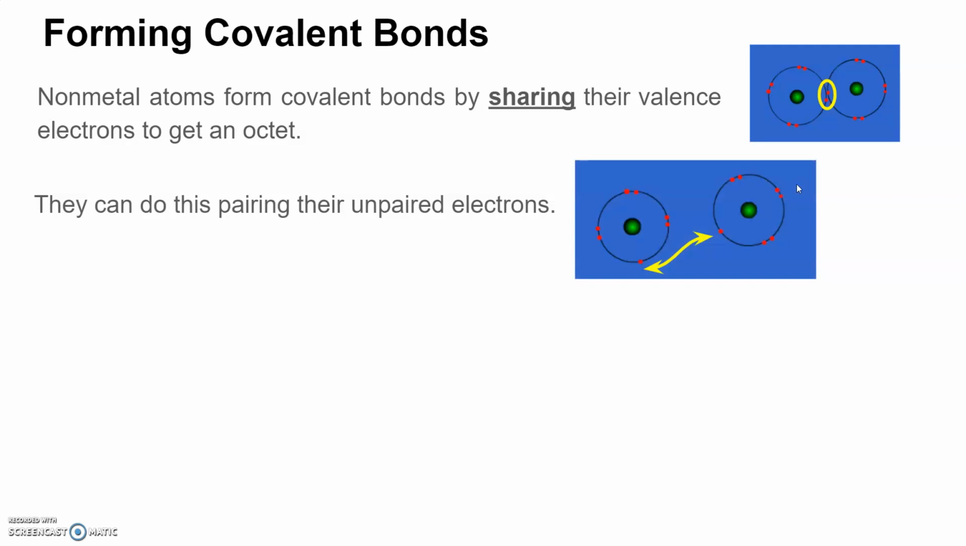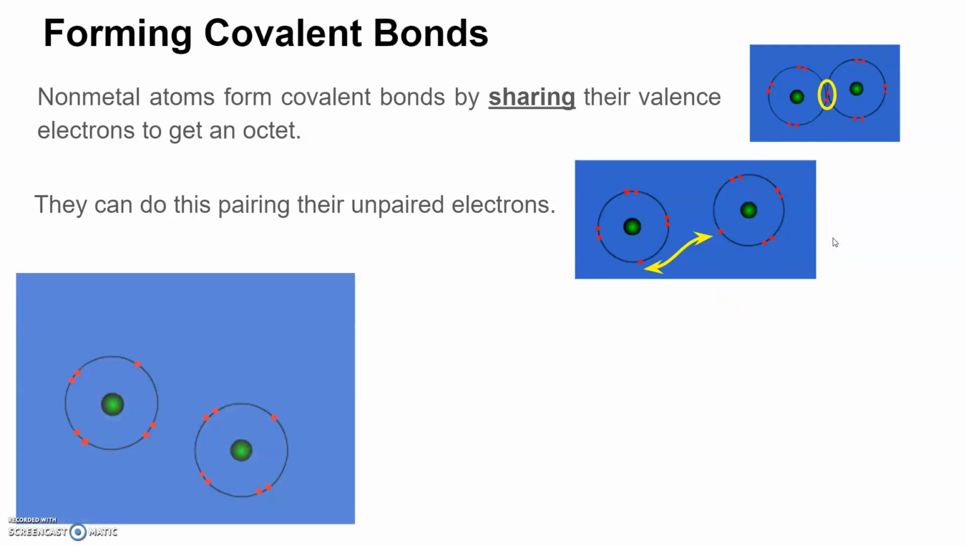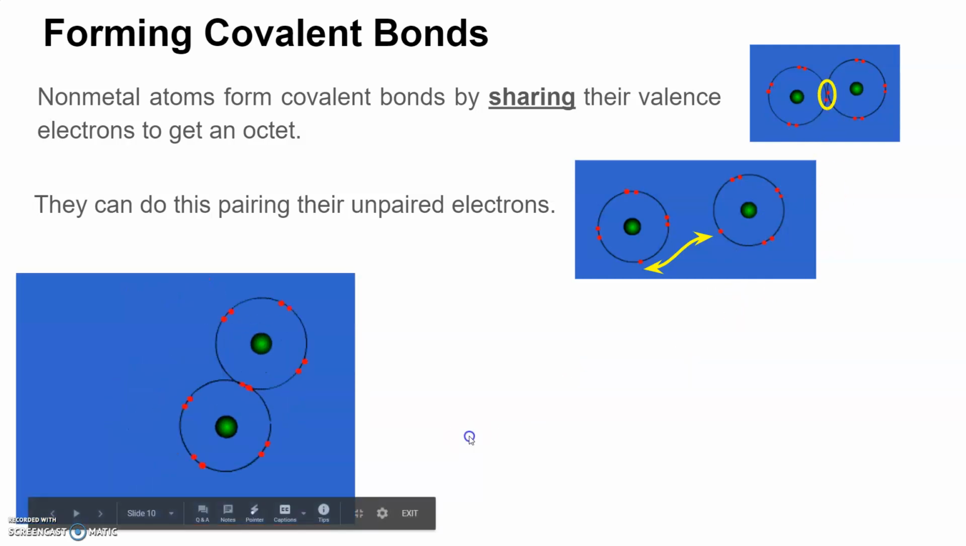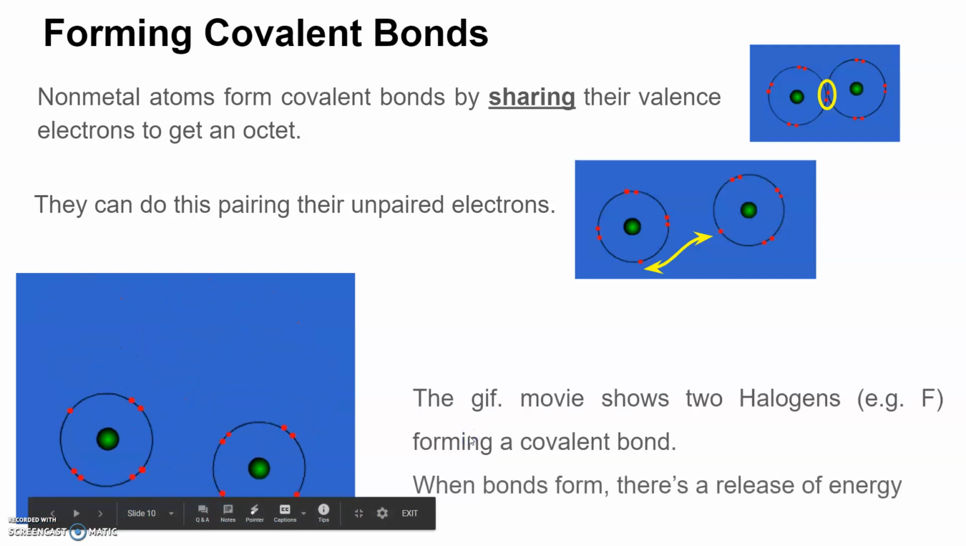One way that covalent bonds can form is by pairing unpaired electrons. When I say unpaired, you have a single dot. It's not paired. Those are unpaired electrons that can pair up together to form this bond. And that's shown in this animation or movie GIF here.